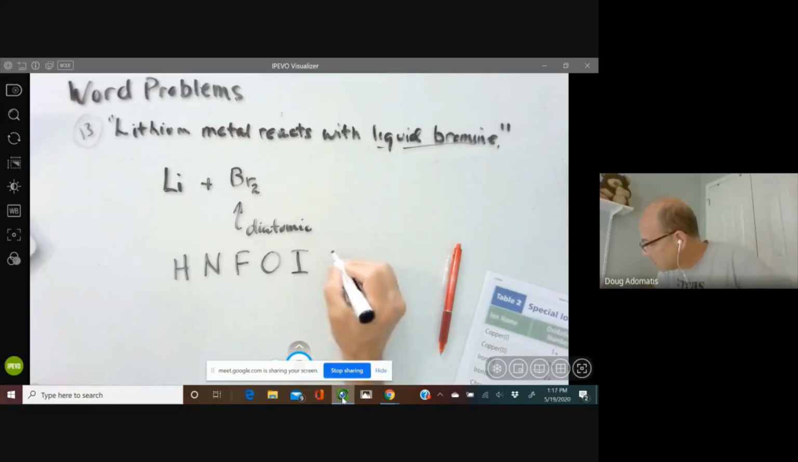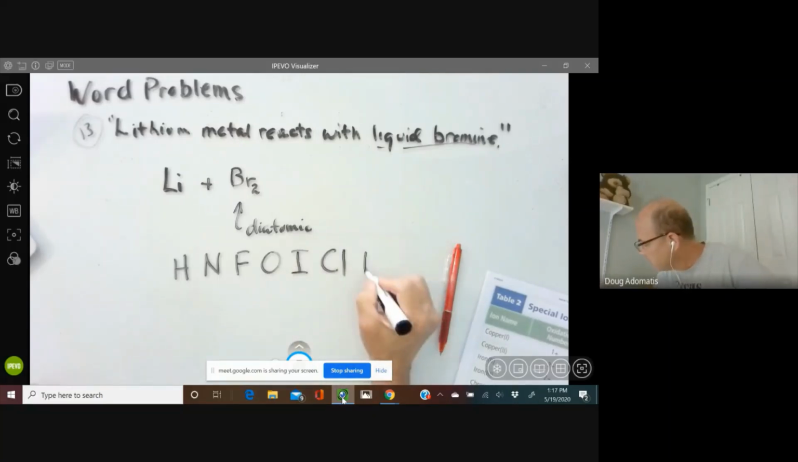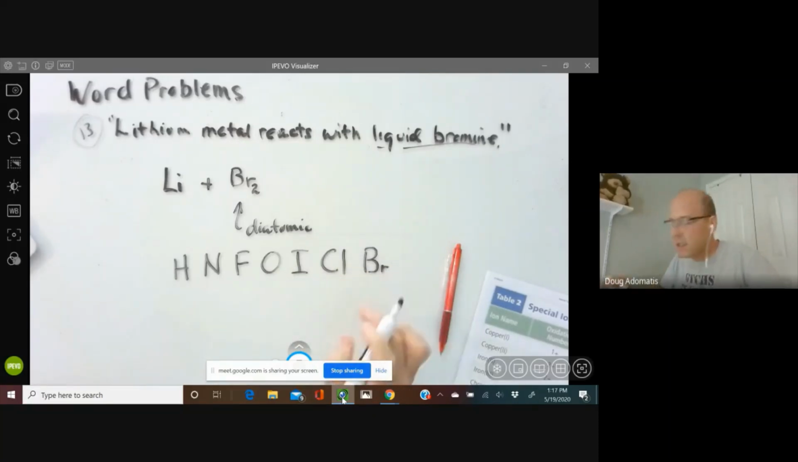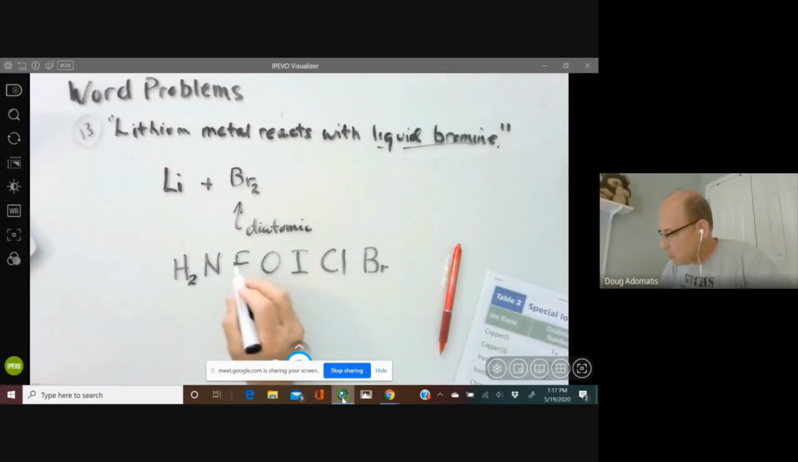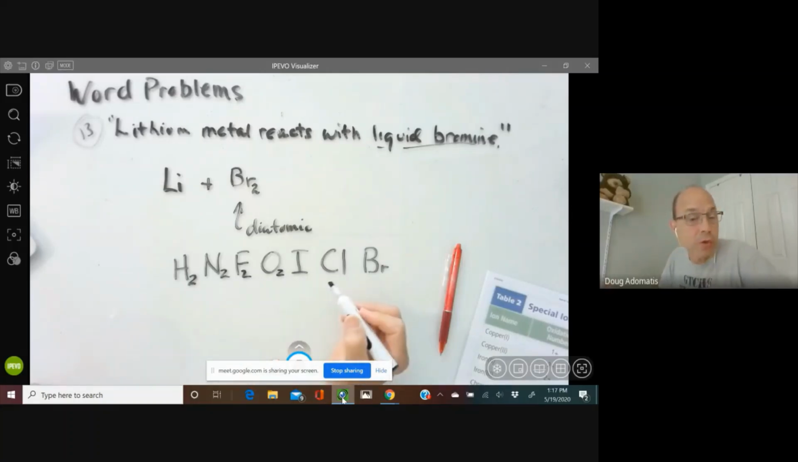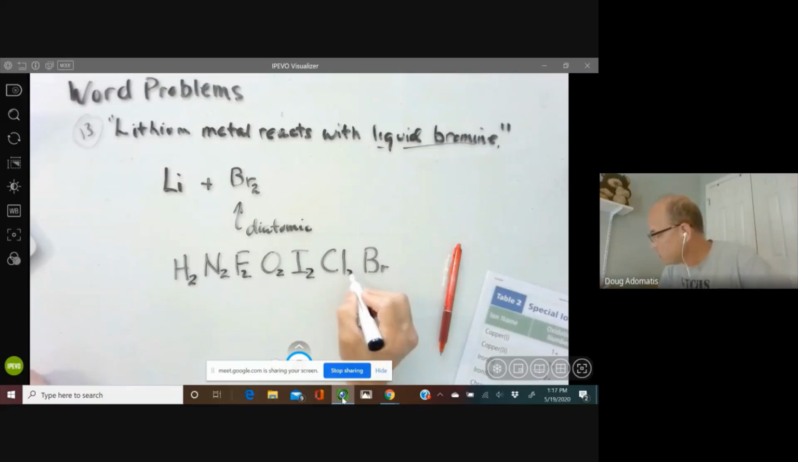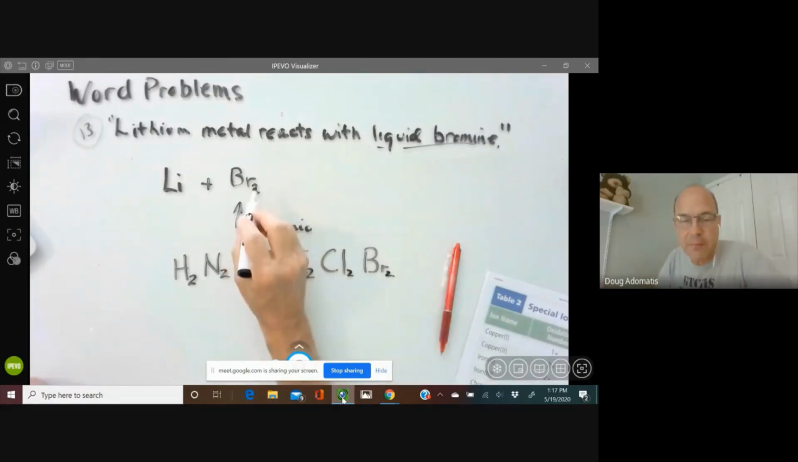ice cold beer. These are the 7 diatomic elements, meaning that you never see an atom of hydrogen just floating around all by itself. It's always got a buddy. So does nitrogen, so does fluorine, so does oxygen, O2. You've heard oxygen described as O2 before. Iodine, I2, chlorine gas, and Br. So whenever you see a Br, oh, Br needs a buddy, right?